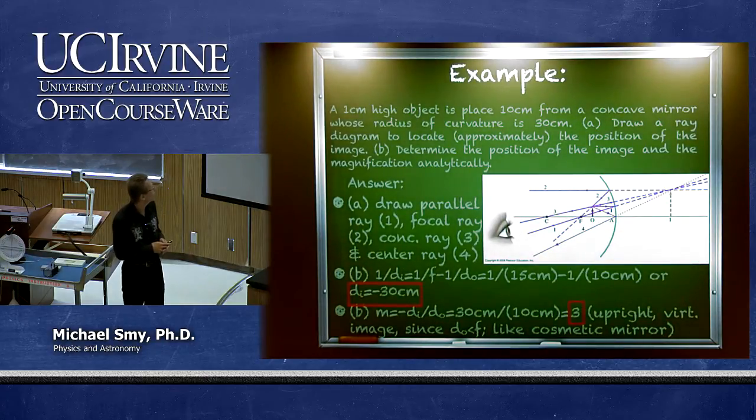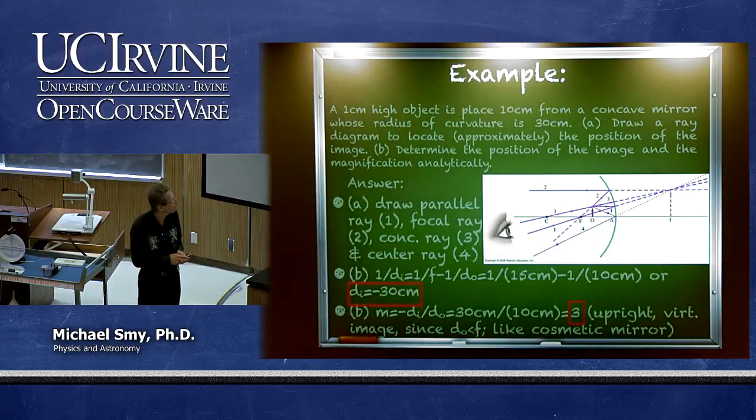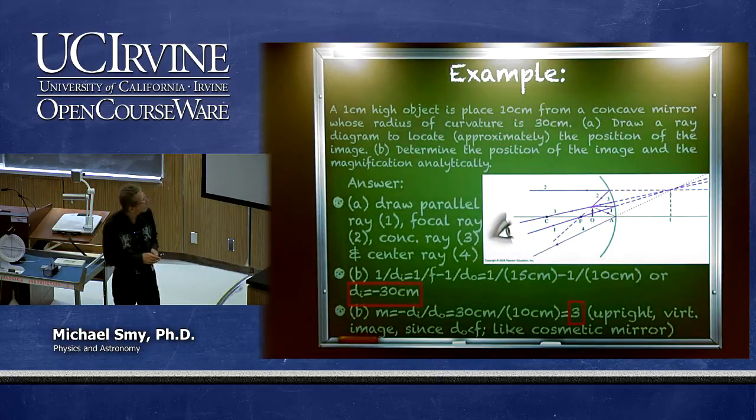The next ray is the focal ray. So that is a ray that goes through the focal point. So it connects the focal point with the top of the object. And those rays always get reflected parallel. So parallel rays get reflected through the focus, and focal rays get reflected parallel. So this ray, therefore, goes to this point here and then is reflected into a parallel ray number 2.